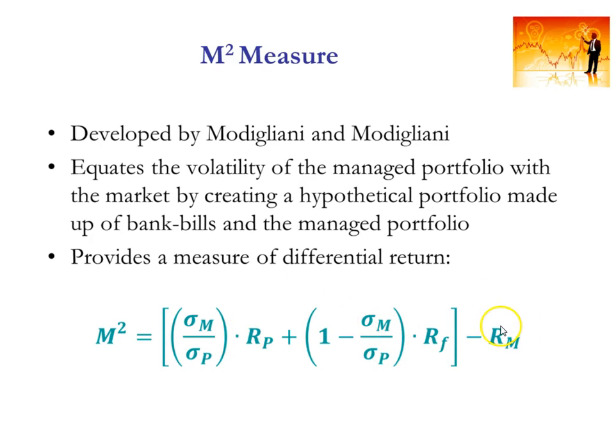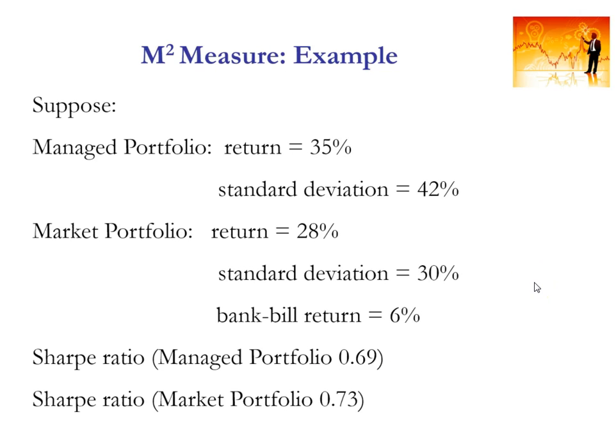We then subtract the market return off the end, and what we've effectively done is we've compared two portfolios that have the same standard deviation, so we've controlled for risk, and the difference in returns between our hypothetical portfolio in square brackets and the market return will give us the degree of over or underperformance. Let's think about this numerically.